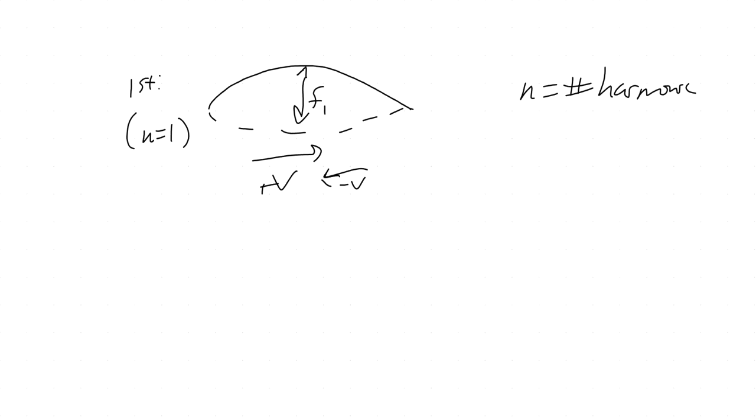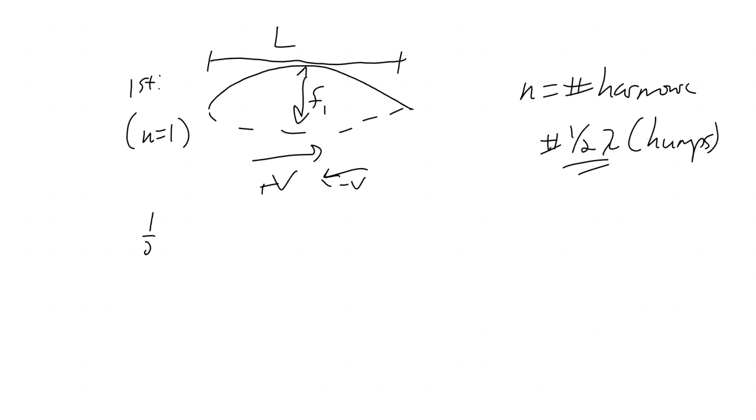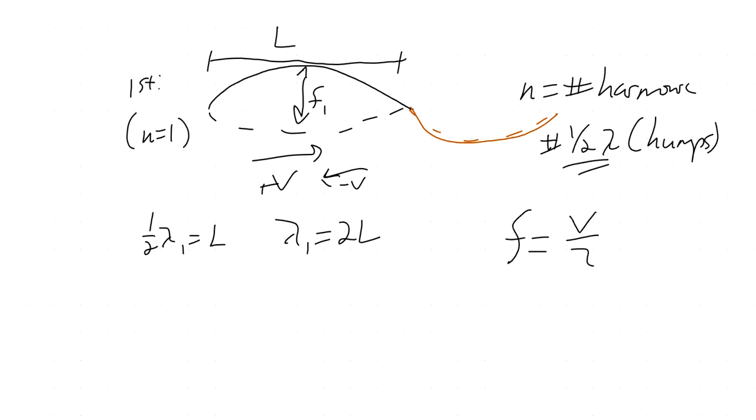It's also the number of half wavelengths, which I call humps, right? So this is the length of the rope. In the first harmonic, 1/2 of the wavelength is the length of the rope. So therefore, the wavelength is 2L. And a quick examination can confirm that clearly this is a full wavelength here. Full wavelength is 2L, which means that the frequency, don't forget frequency is, what is it? v over lambda in general, right? Careful, this is not cause and effect.